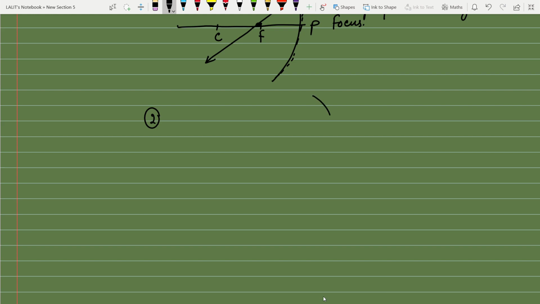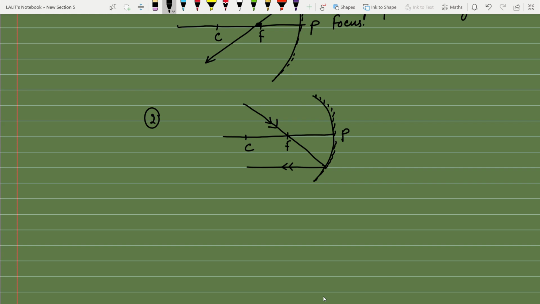If we take a concave mirror and we allow the ray to pass through the focus now. This is our principal axis, this is the pole, focus and center of curvature. If a ray of light is passing through the focus this way, then this ray must always move parallel to the principal axis.